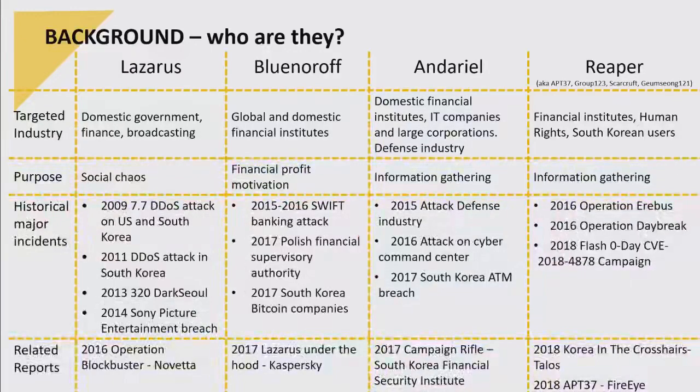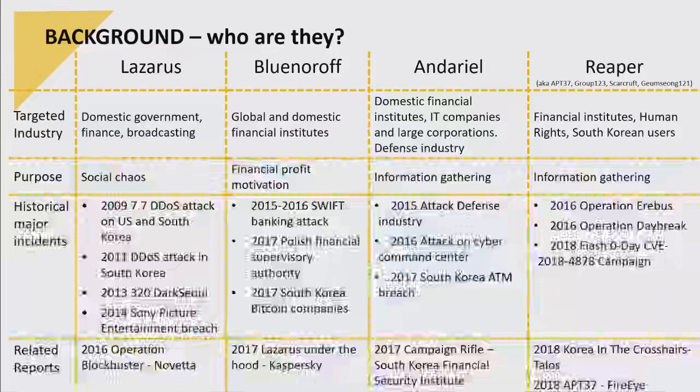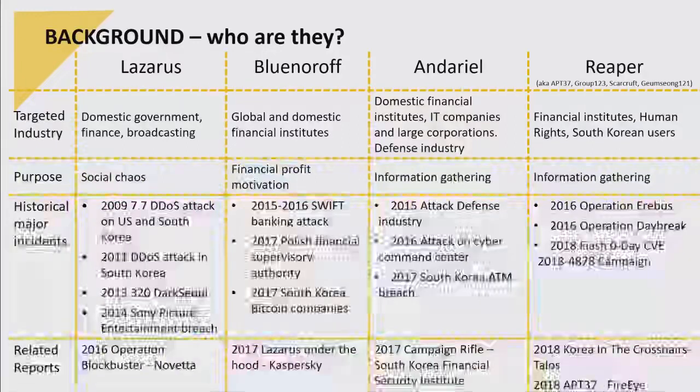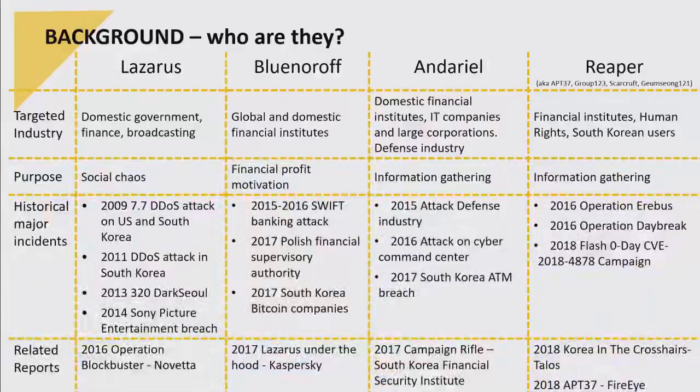And the third group is called Andario. Different from the first two groups, this group, in our early observation, was more focused on intelligence gathering. So before, we observed this group targeting some defense industry to gather confidential data, or some cyber command center. However, last year, they also started to target victims in the financial industry too. We discovered they targeted ATM machines in South Korea, which we will explain about this incident later.